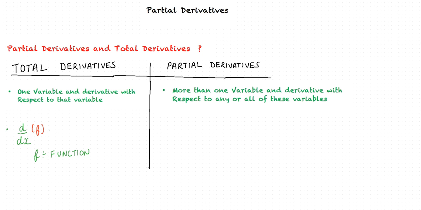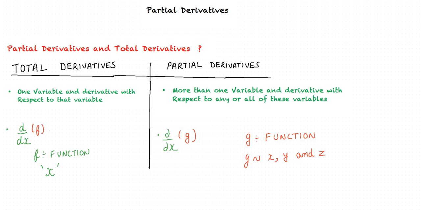We represent the total derivative using d by dx. Thus, for a function f, we represent the total derivative of the function as df by dx. It is important to note that in function f, the only variable involved is x.